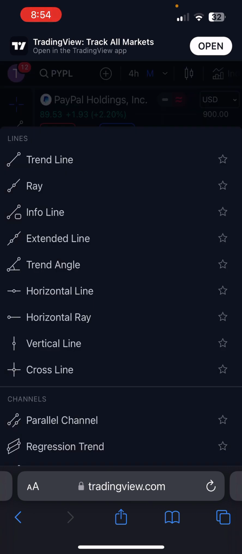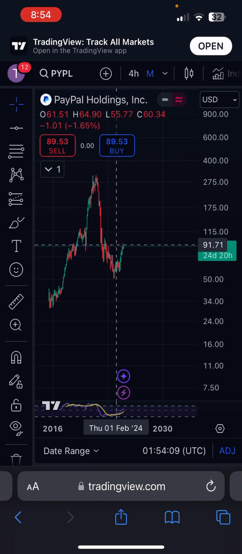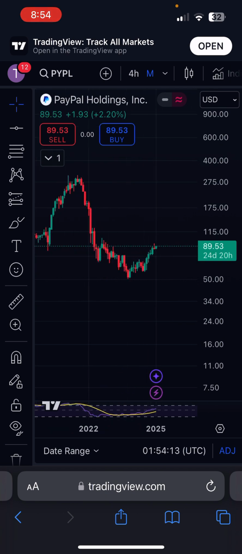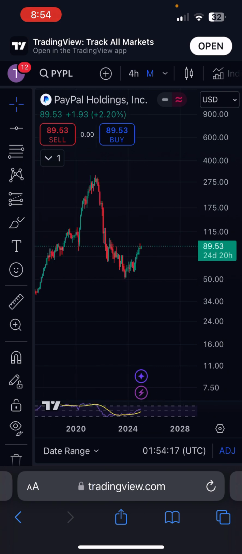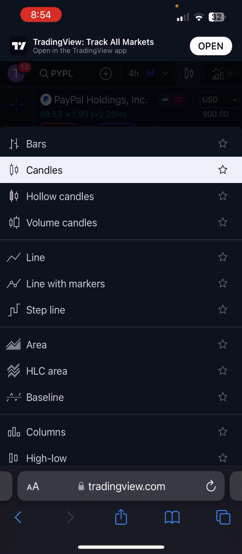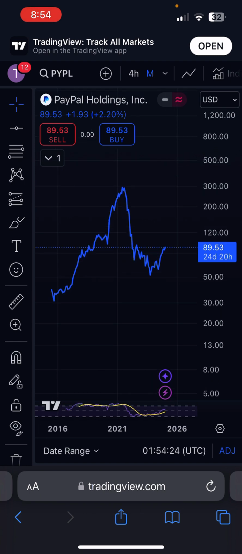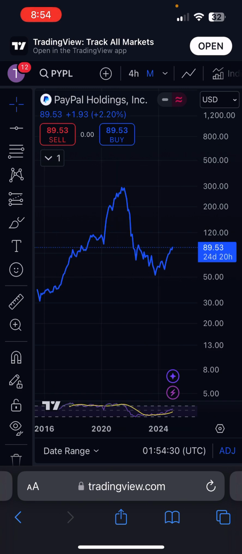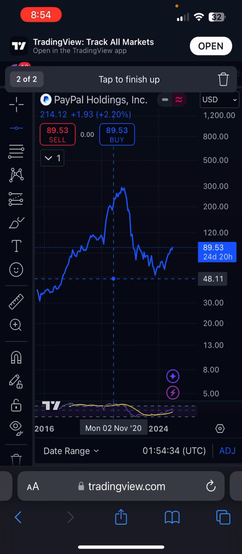I'm going to hit my horizontal line. Wait. No, I'm tripping. What I'm going to do is change these candles because these are candles. What I'm going to do is change these candles into a straight line. It makes everything really, really simple. You feel me? You see the ups and downs right here. Now, what I'm going to do is map that with my horizontal line.